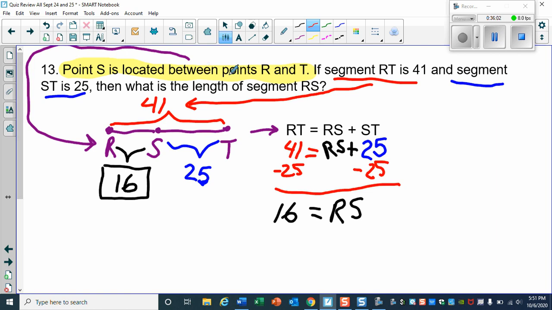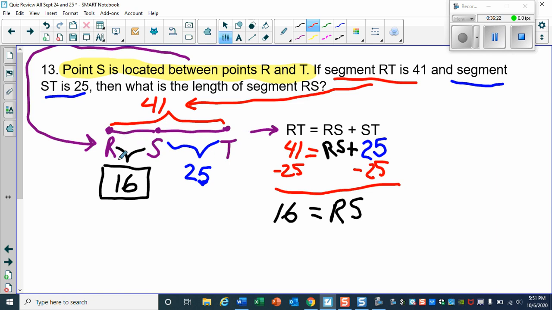Point S is located between the points R and T. So point S is right in the middle. Now, they say R to T. So from R to T, you go 41 total units, steps, miles. They also say segment ST. So from S to T, that's 25.